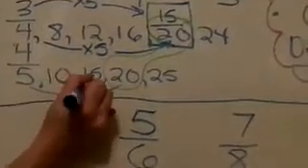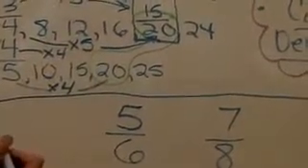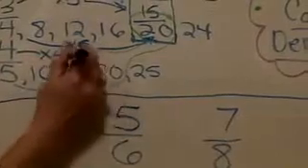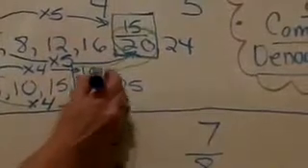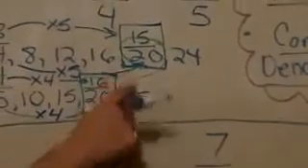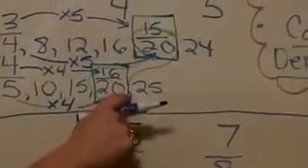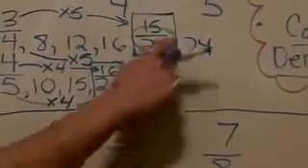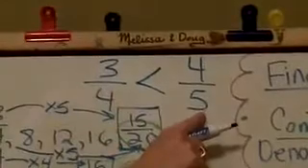Now I'll see, what did I have to do to this 5 to get 20? Oh, I multiplied it by 4. So whatever I did to the denominator, I have to do to the numerator. 4 times 4 is 16. So now I have 16/20. And I see 4/5 is equivalent to 16/20. And 3/4 is equivalent to 15/20. 16/20 is clearly larger than 15/20. So 4/5 must be larger than 3/4.